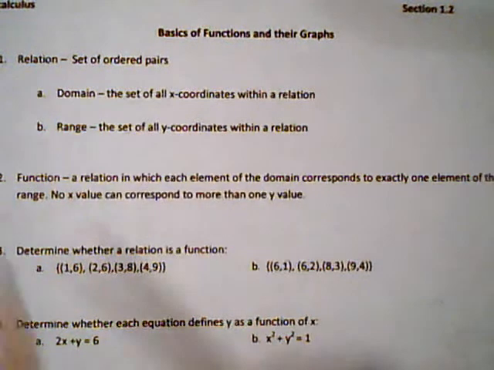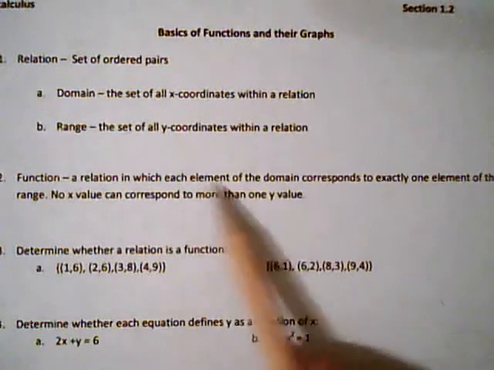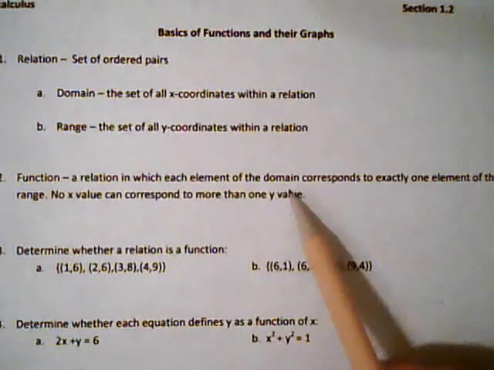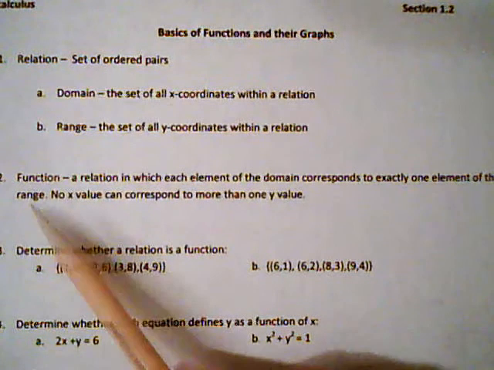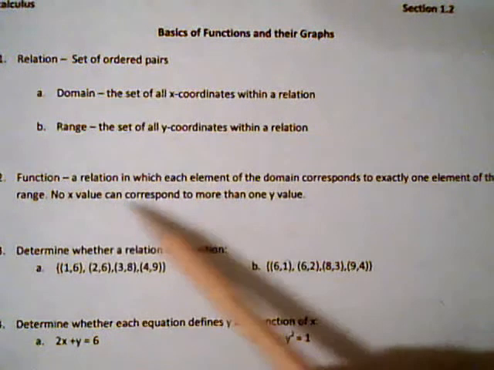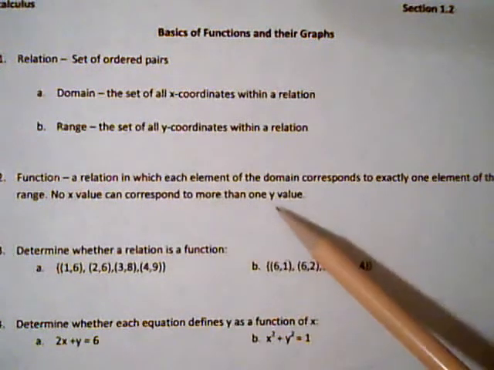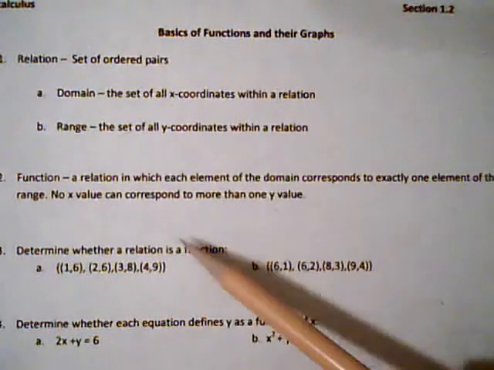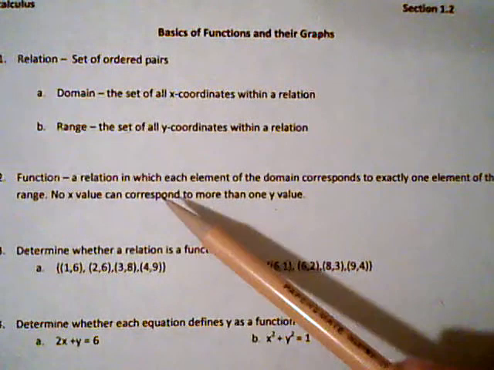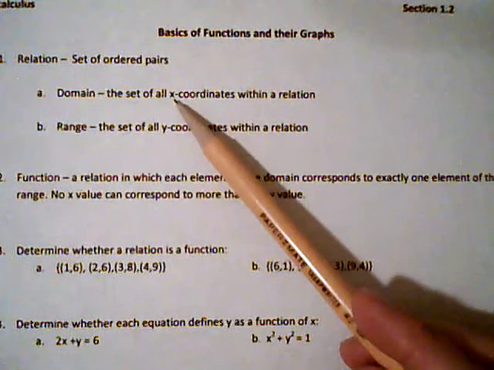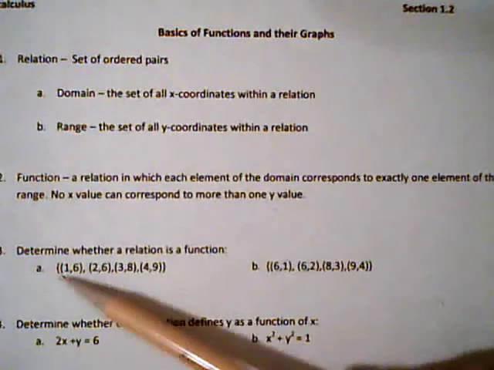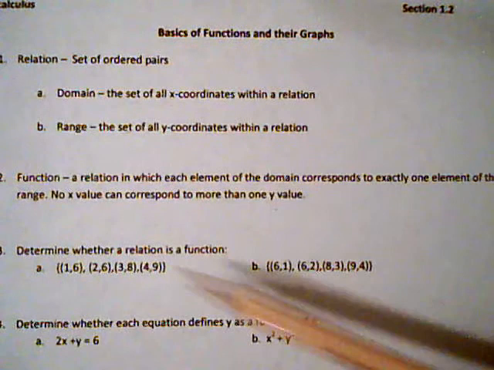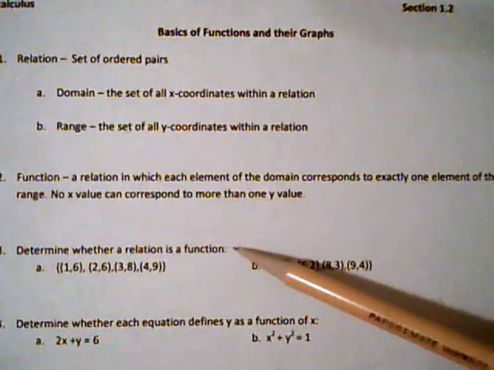A function is a relation in which each element of the domain corresponds to exactly one element of the range. No x value can correspond to more than one y value. Sometimes we think about our x values as being our input. So if I have one certain input, we have to have one output, which is our range. So when you're looking at a set of ordered pairs, like we have on number 3, this says determine whether a relation is a function.